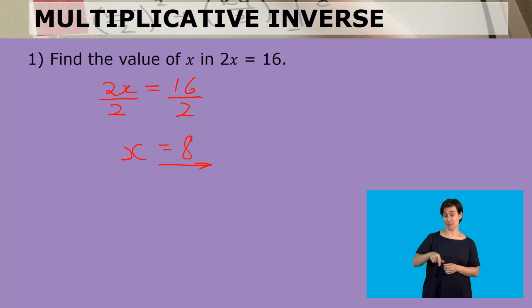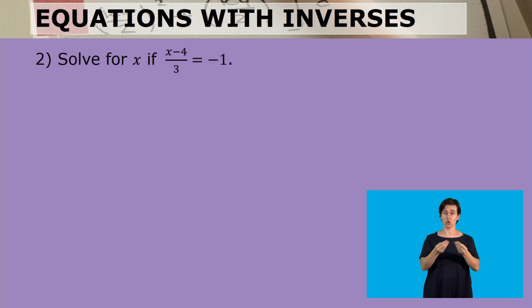Let's move on to the next one. The next question. Solve for x if x minus 4 divided by 3 equals negative 1.